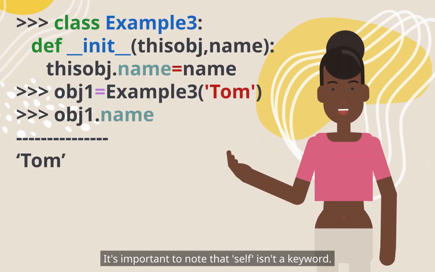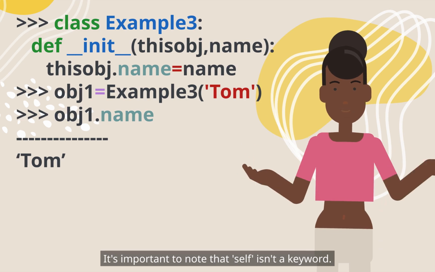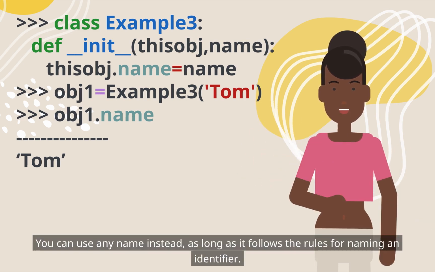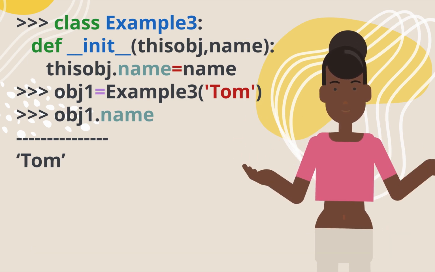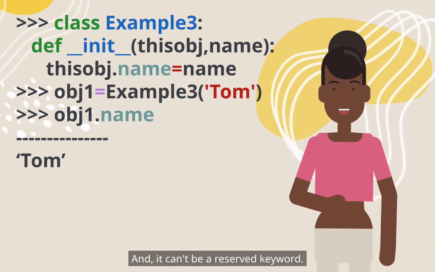It's important to note that self isn't a keyword. You can use any name instead, as long as it follows the rules for naming an identifier, and it can't be a reserved keyword.